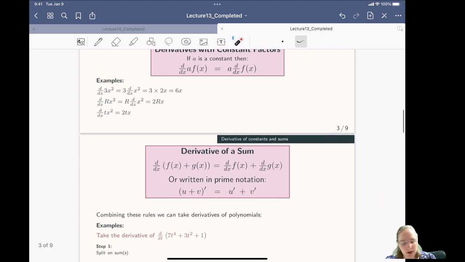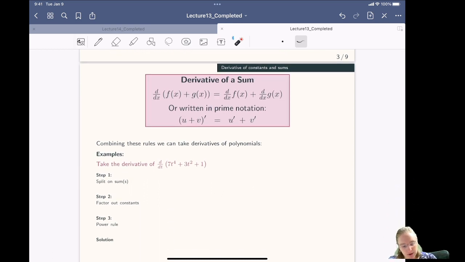All right, so then we have the derivative of a sum. The derivative of a sum, d by dx of f of x plus g of x, is simply d by dx of f of x plus the derivative of g of x. So once again, this comes from the fact that the derivative is a limit. And remember that the limit of a sum was the sum of the limits. So we have the same thing when it comes to derivatives, that the derivative of a sum is the sum of the derivatives. Another way of writing this is in shorthand with the prime notation. So u plus v prime is u prime plus v prime.